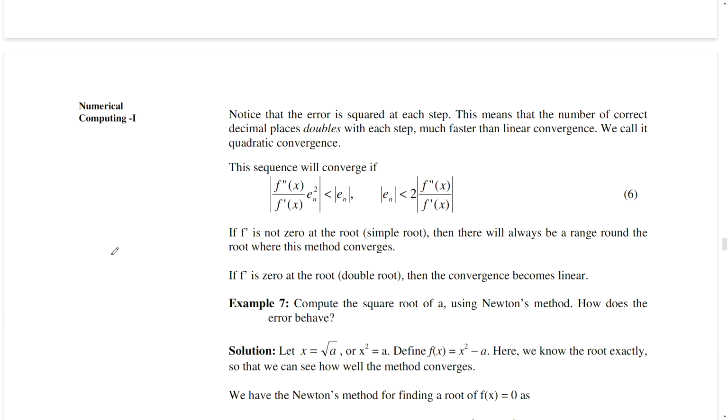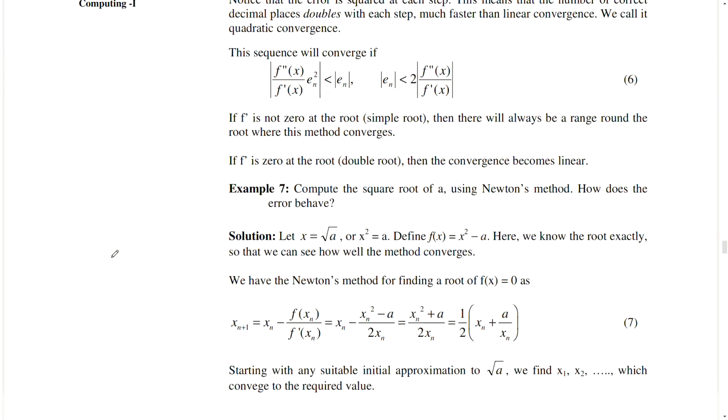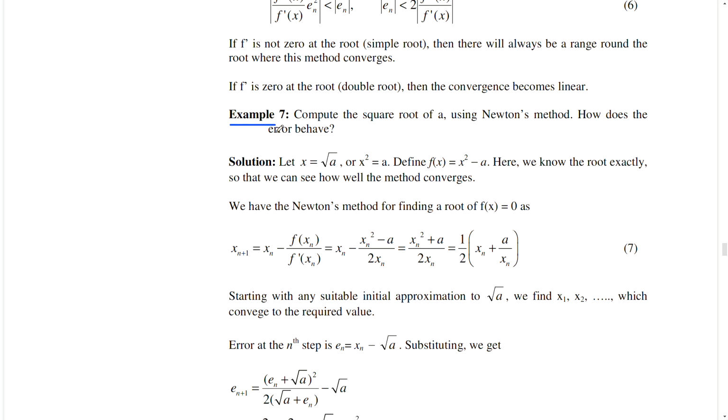If f' is not 0 at the root, a simple root, then there will always be a range around the root where this method converges. If f' is 0 at the root, a double root, then the convergence becomes linear. Example 7. Compute the square root of a using Newton's method. How does the error behave?